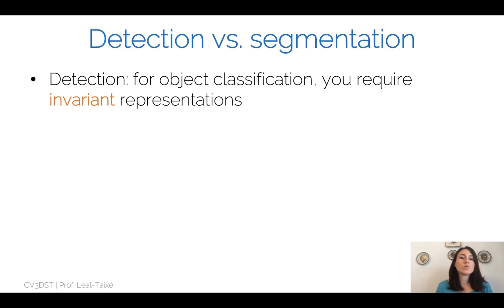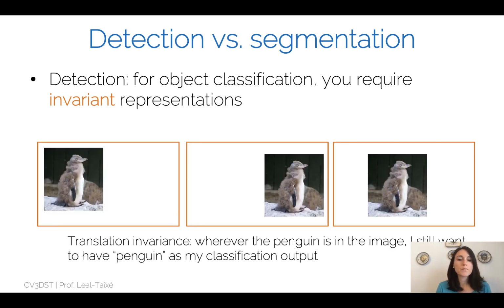But let's now look at the two tasks of detection and segmentation. Can we actually use the same operations inside a neural network to perform detection and segmentation? In the case of detection, we essentially want to do object classification. So once you have a proposal, you want to take that box and you want to perform classification. Is this a cat, is this a dog, or is this not an object at all? So you actually require invariant representations, and in particular, you require translation invariance. So wherever my penguin is inside of the image, I still want to classify it as a penguin. Therefore, I need translation invariant representations to perform detection.